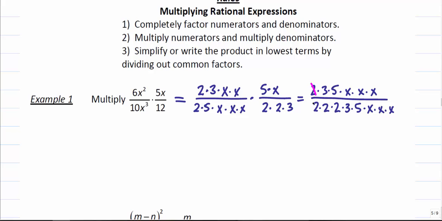And so now that everything's been rearranged, I can see the following. 2 divided by 2 is 1. 3 divided by 3 is 1. x divided by x, x divided by x, x divided by x. Ooh, 5 divided by 5. That was exciting. So everything in the numerator divided out, meaning that everything in the numerator is a 1. And 1 times 1 times 1 times 1 is 1. And then in the denominator, all I'm left with is 2 times 2, which is 4.